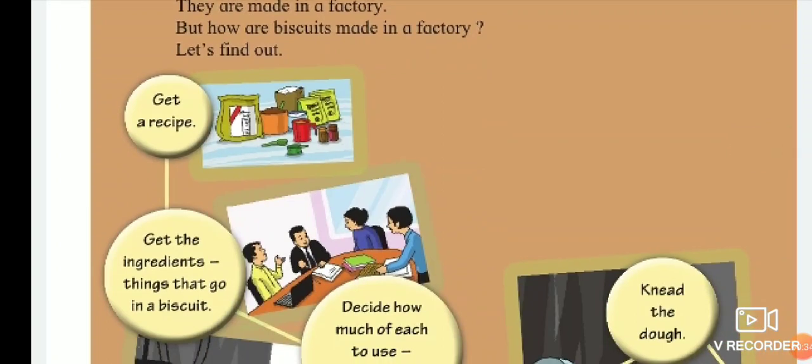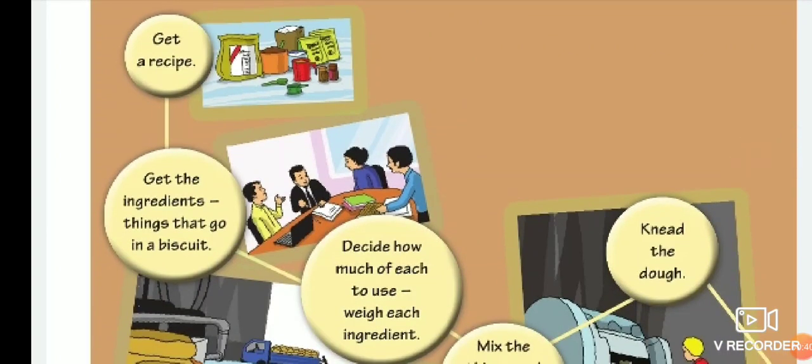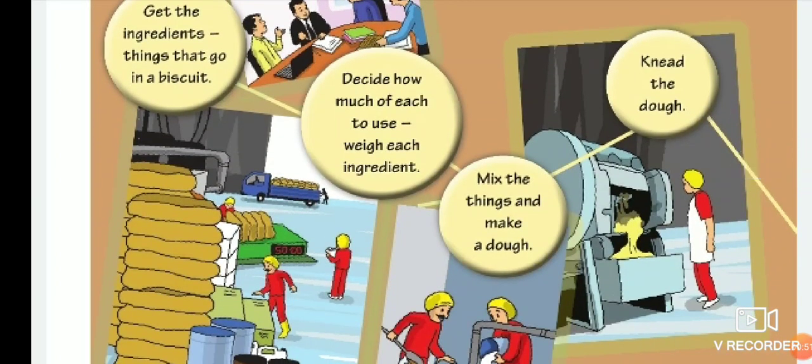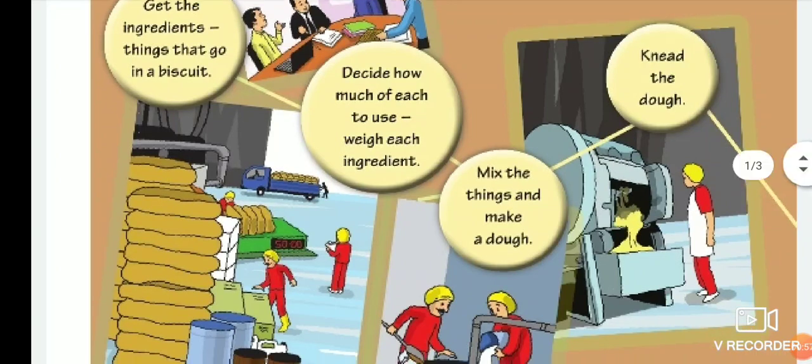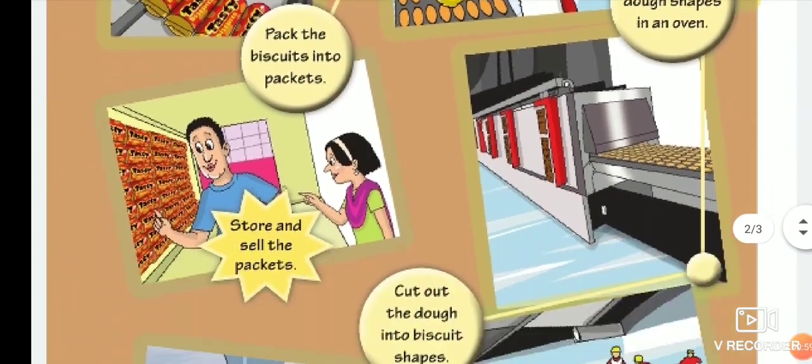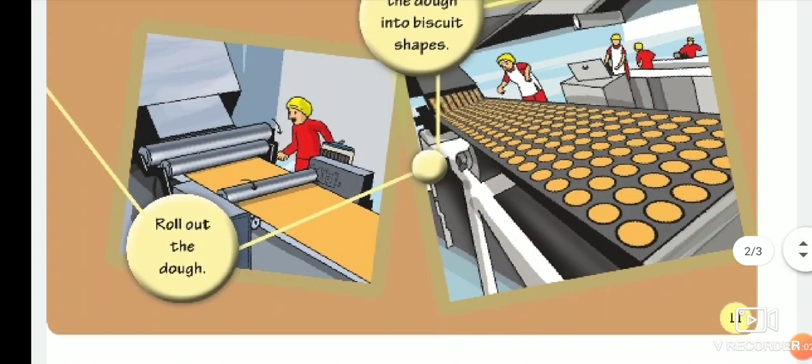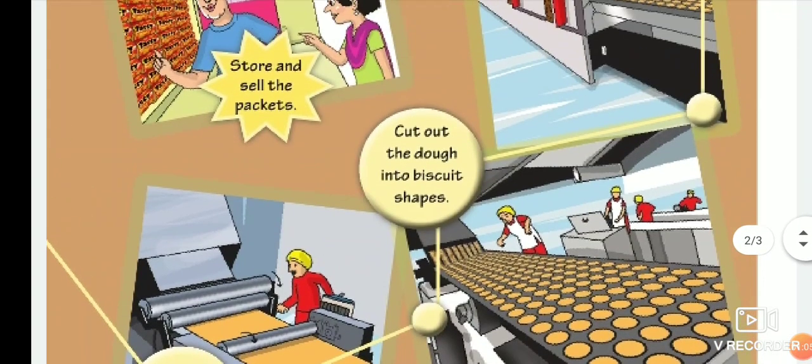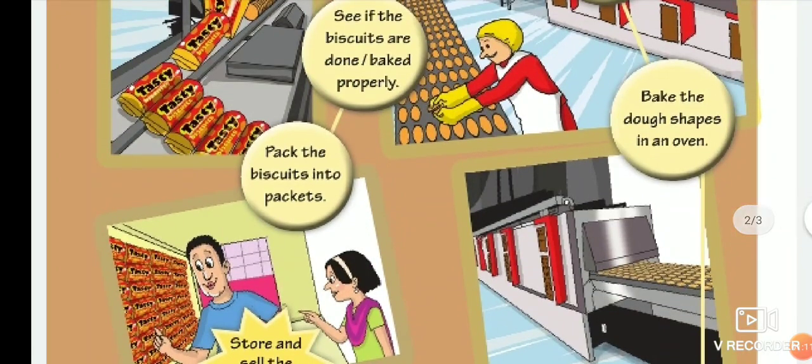So, the first step, get a recipe, then get the ingredients, things that go in a biscuit. Next, decide how much of each to use, weigh each ingredient. Next, mix the things and make a dough. Next, knead the dough. Next, roll out the dough. Next, cut out the dough into biscuit shapes. Next, bake the dough shapes in an oven.